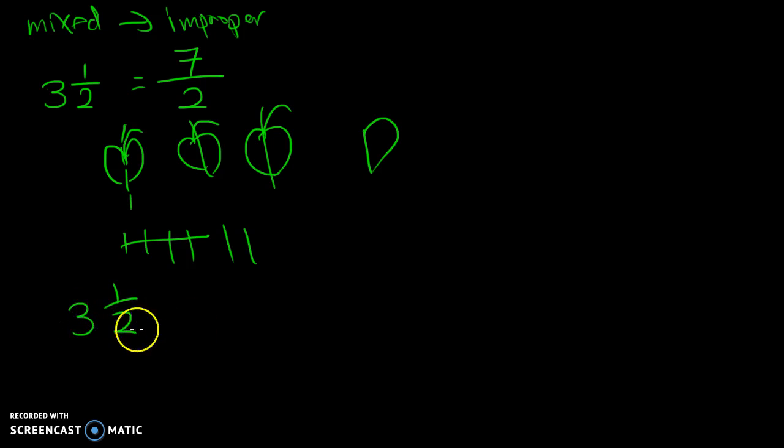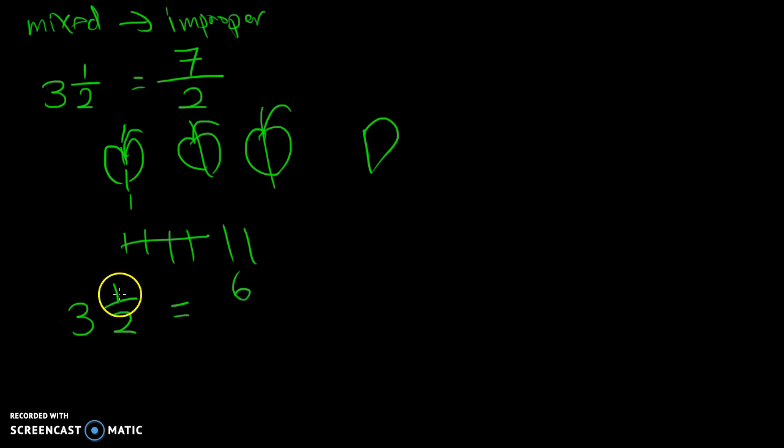When I multiply the number of wholes, what I'm doing is taking these 3 wholes and finding out the number of parts I can get with them. When I multiply by 2, I'm finding the number of parts I can get with these 3 wholes here. 3 multiplied by 2 gives me 6.